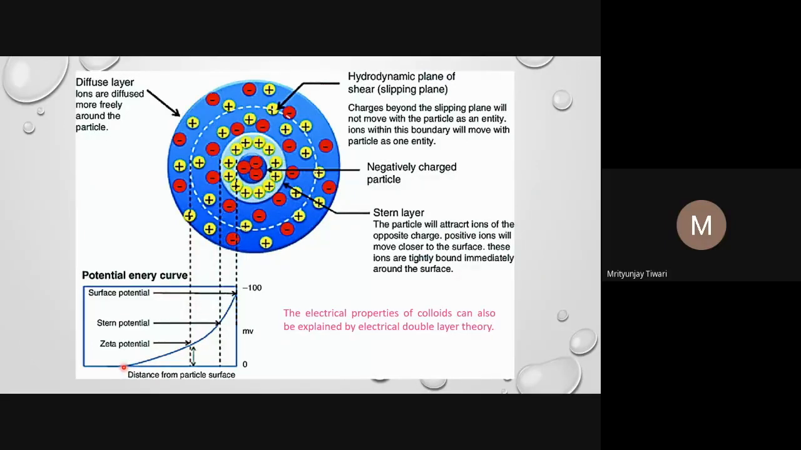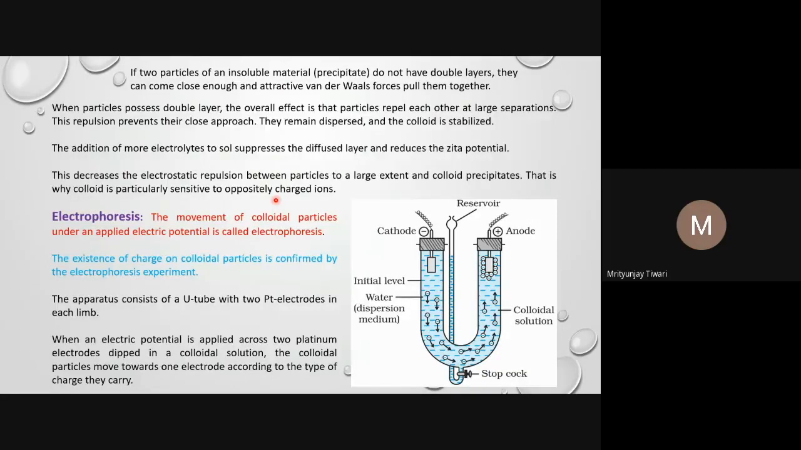Zero is here. So the value of zeta potential will reduce, and if the value of zeta potential reduces, it means the negatively charged particles' charges will reduce, and these particles will now get aggregated. So the addition of more electrolyte suppresses the diffuse layer and reduces the zeta potential, and this decreases the electric repulsion between the particles. As the zeta potential decreases, the electric repulsion between the colloidal particles will also reduce to a large extent, and the colloidal particles will form aggregates, and thus they will precipitate.